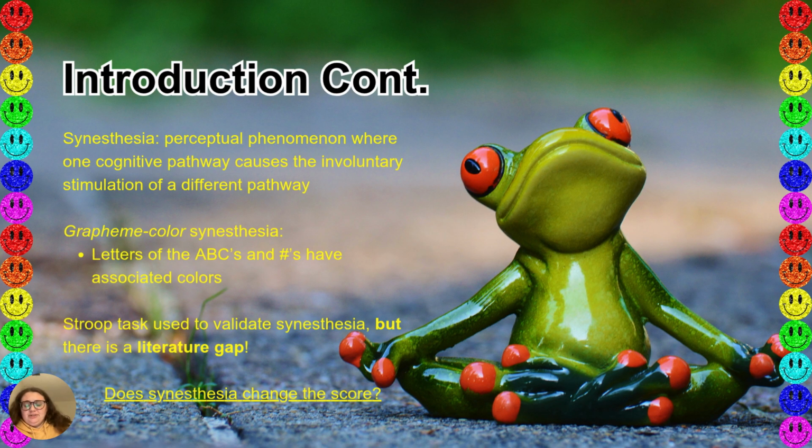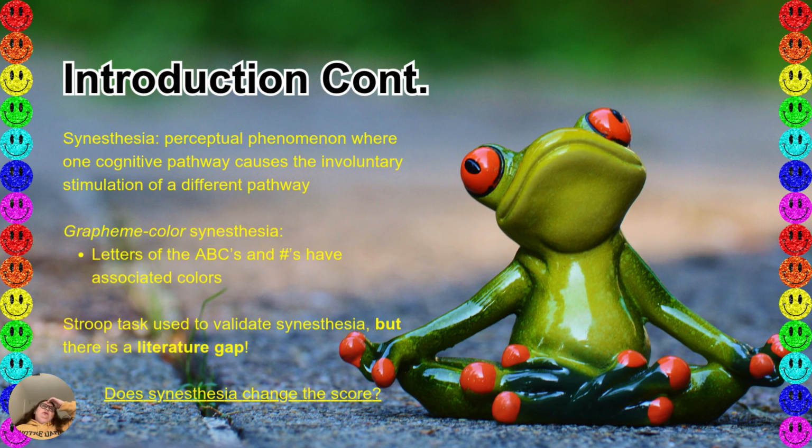Projectors report experiencing their photisms in external space, where other synesthetes, associators, report experiencing their photisms in the mind's eye. So basically in their brain. It's kind of like the concept of seeing it out in front of you versus just seeing it up here. It's all up here.